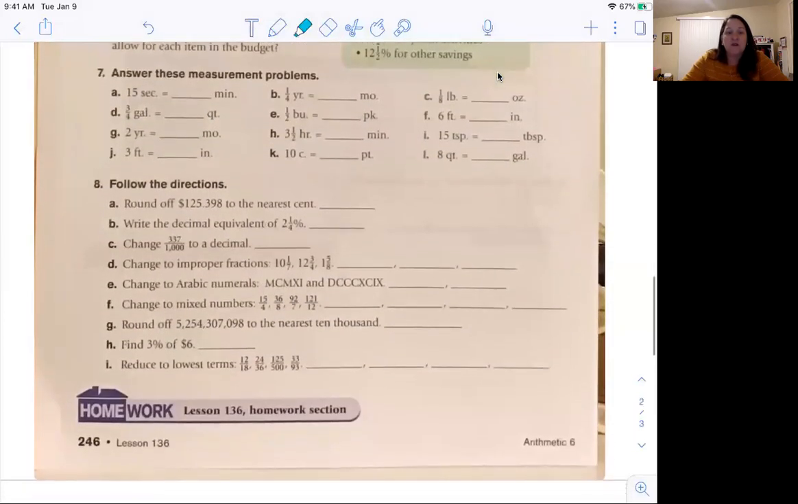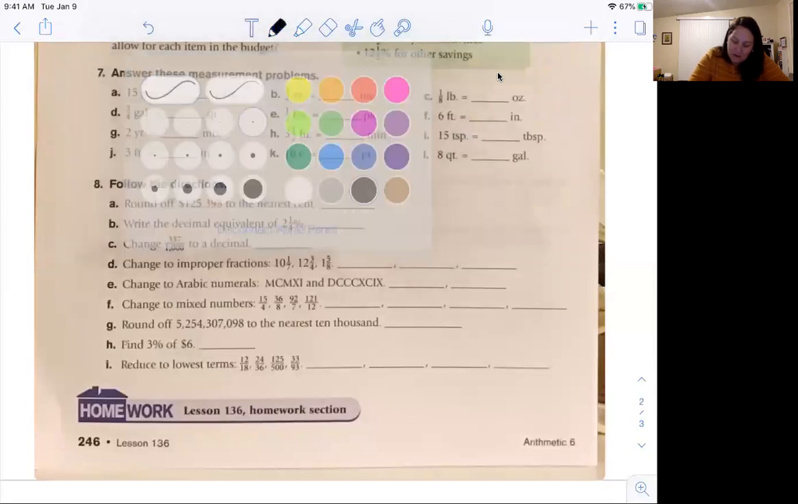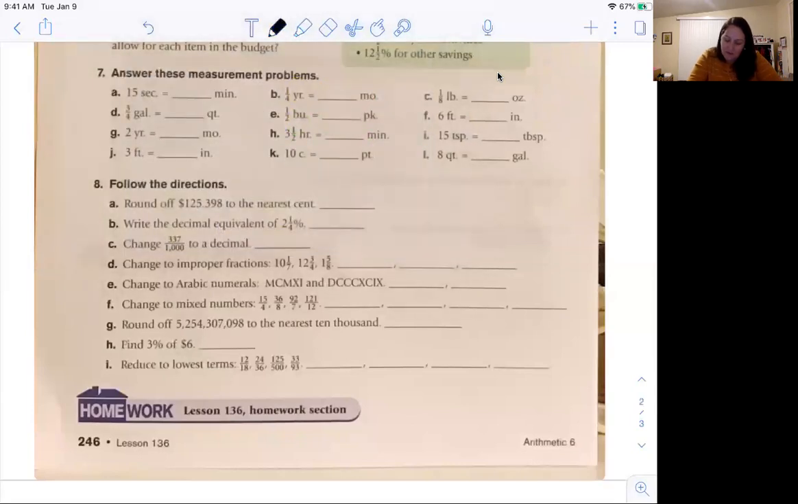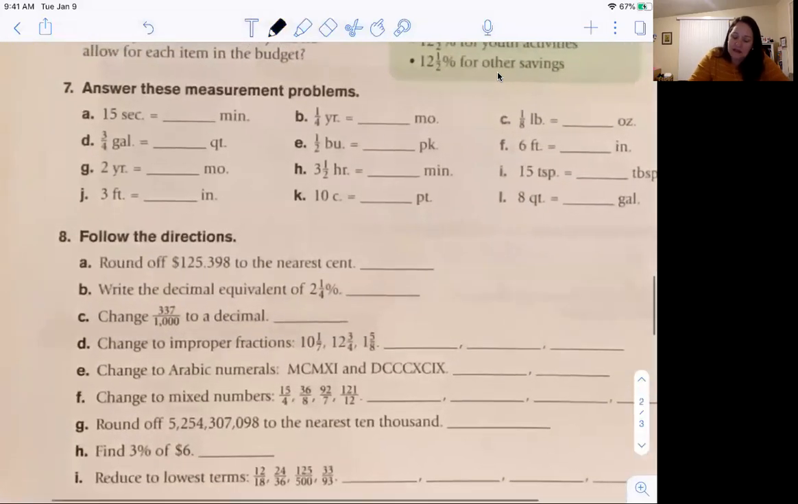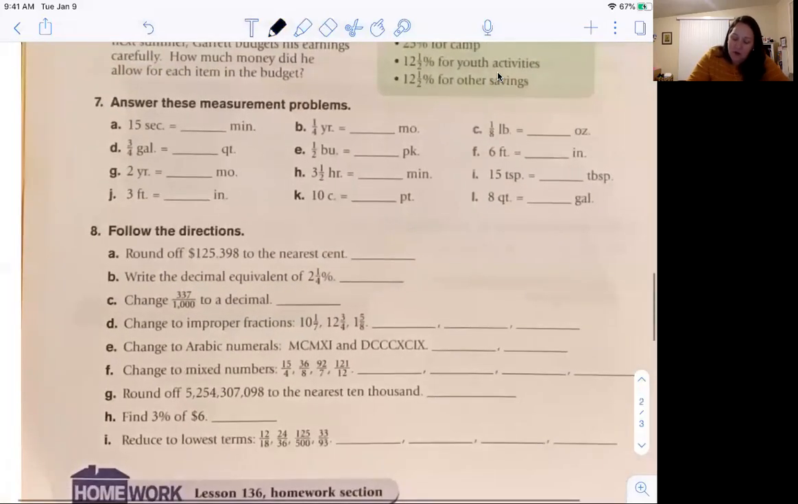Let's move on to this part of the review, number 7. Now, number 7 says, answer these measurement problems. 15 seconds is how many minutes? Well, you're probably thinking to yourself, wait a second. 15 seconds is not even 1 minute, and you would be right.